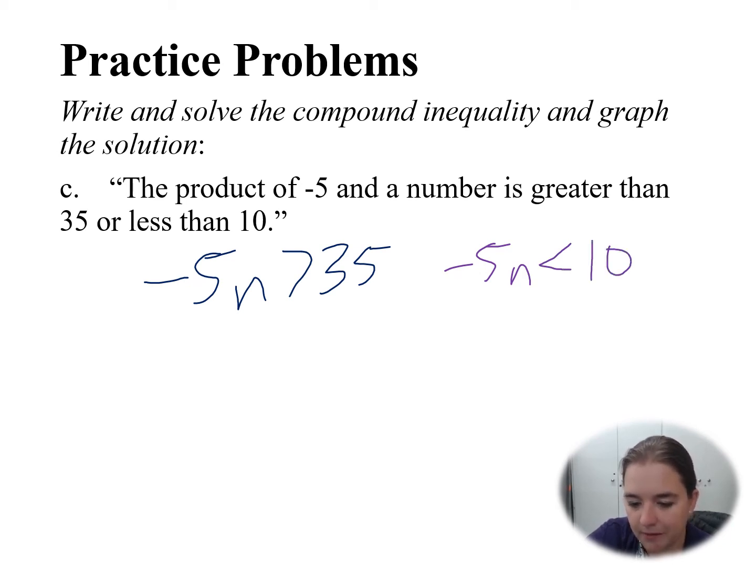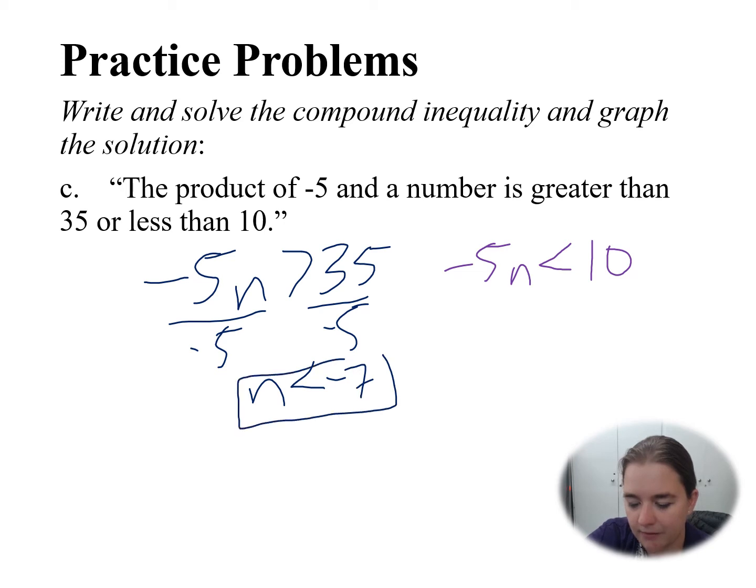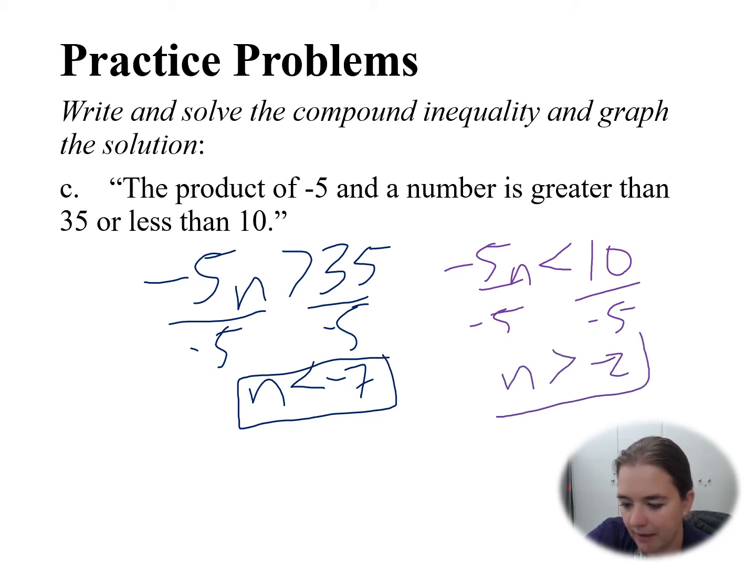For the first one, I'm going to solve it. When I divide by -5, I know I need to flip my symbol. So now n is less than -7. Or, again, divide by -5, and I flip the symbol, n is greater than -2.